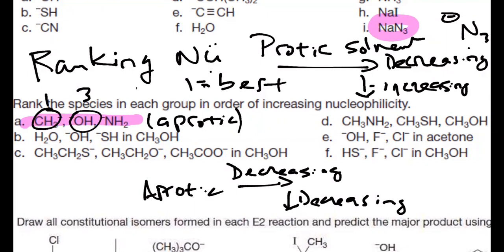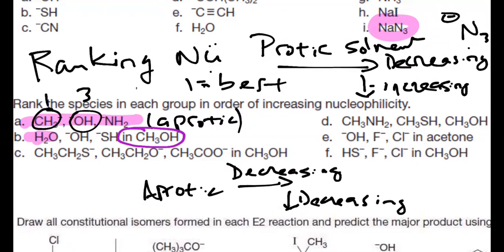Can you go over again how you figured out it's aprotic, or made that guess? Because there's no solvent listed, right? Let's look at the next one, you'll see what I'm talking about. On B, you see right here it says N-methanol, CH3OH. So methanol is a protic solvent, right?